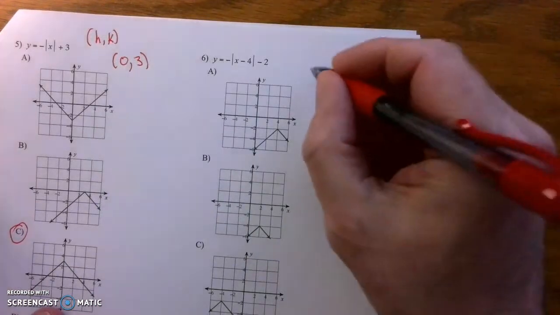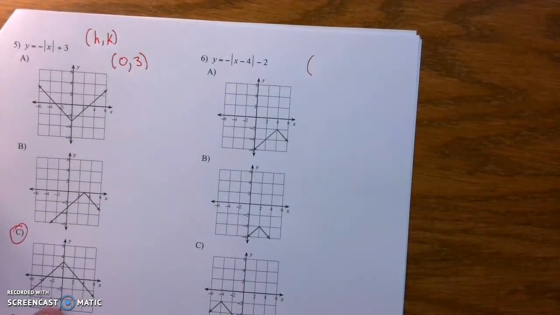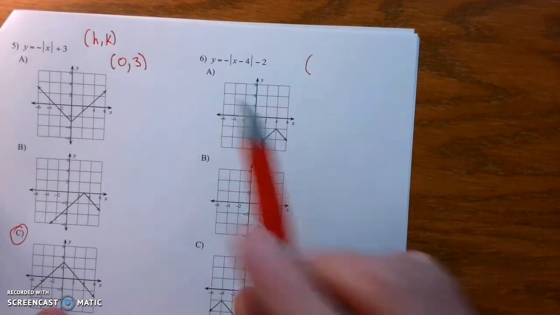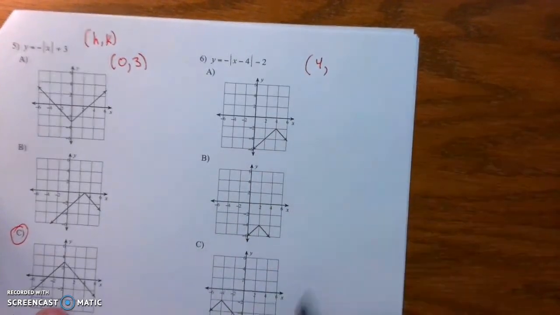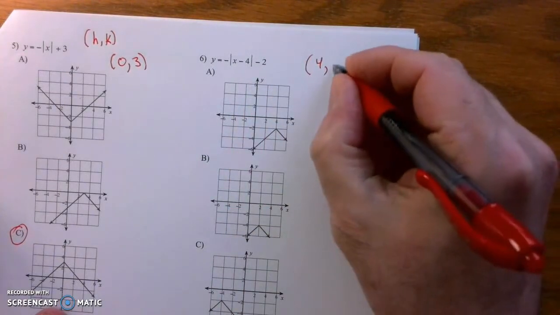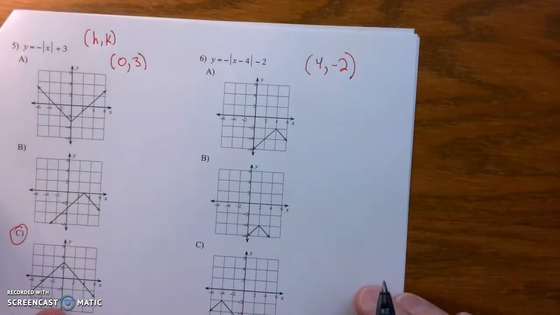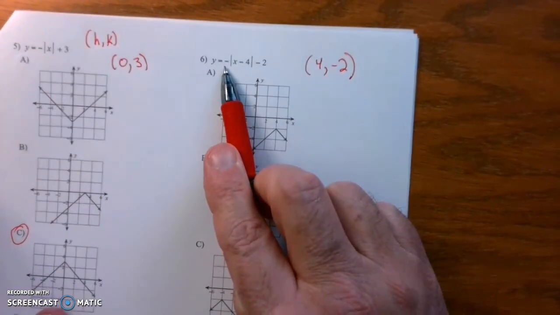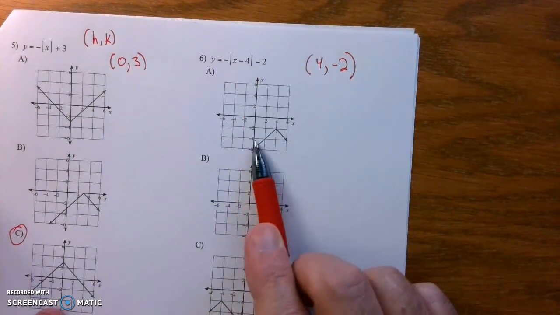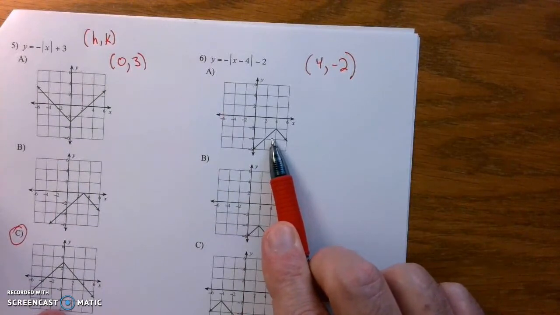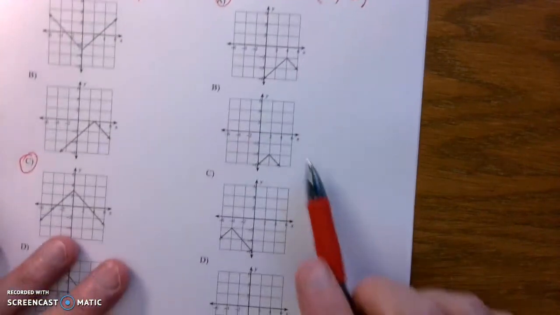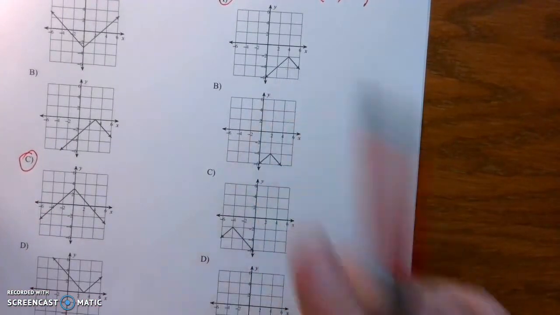Number 6, I'll speed up here a little bit. Opposite of what's inside. That says -4. So I'm going to write 4. Exactly what's outside. That says -2. So I'm going to write -2. And it's upside down. So find the point 4, -2. Well, that's it right there. Upside down. That's the first one. That's it. Yep. 4, -2. Right there.